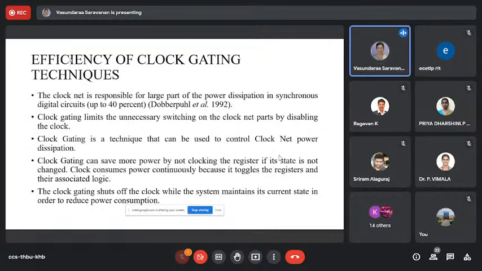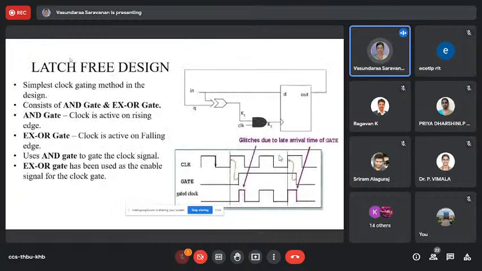Then the technique we are using is latch-free design. It is the simplest clock gating method of the design. From the name itself, we can observe that there is no latch present in the circuit. It consists of AND gate and XOR gate. If the clock is active on rising edge, we can use AND gate. If the clock is active on falling edge, we use XOR gate.